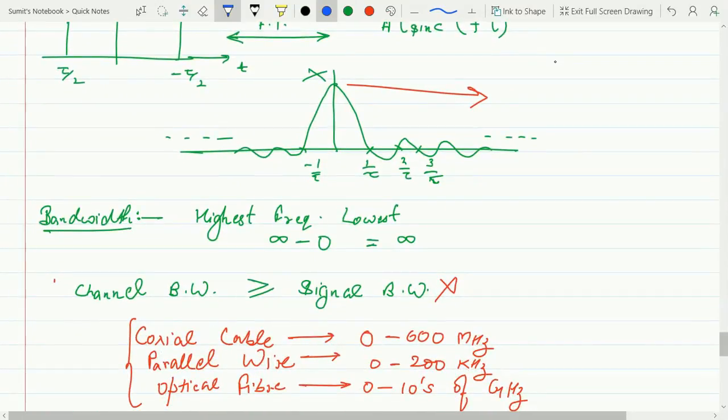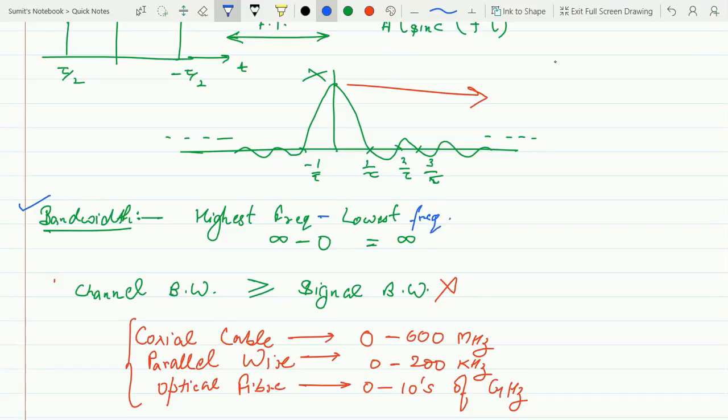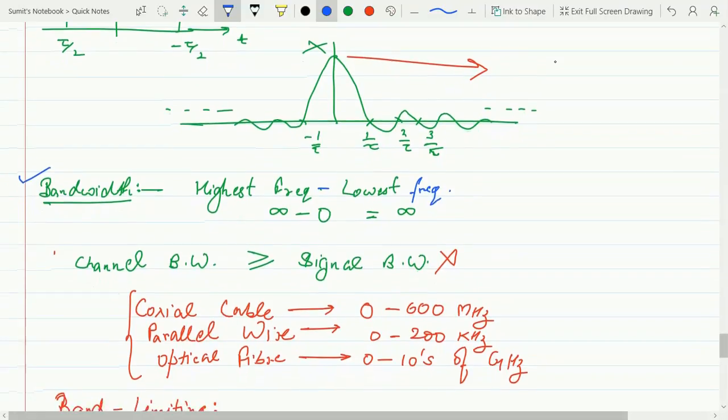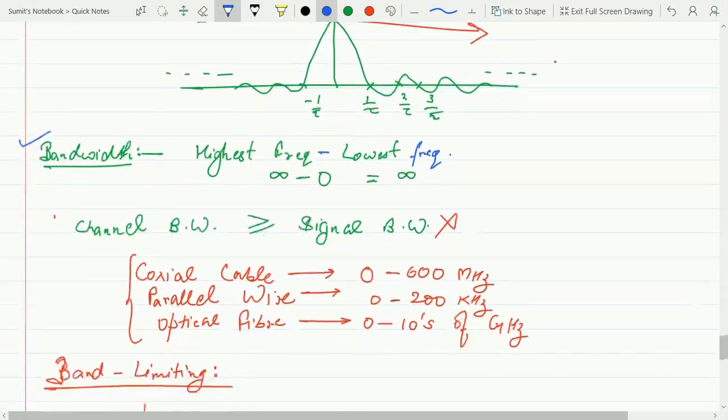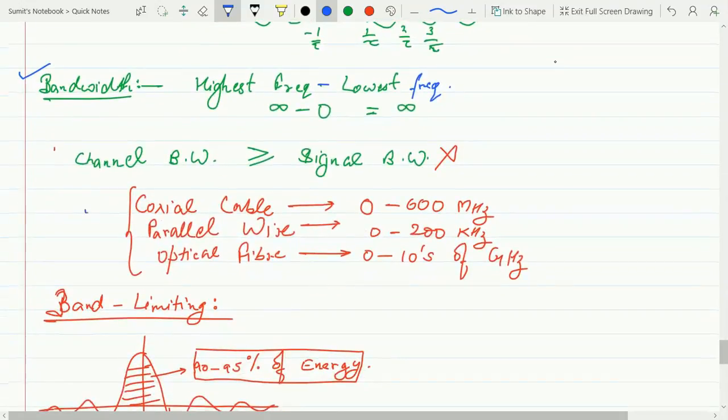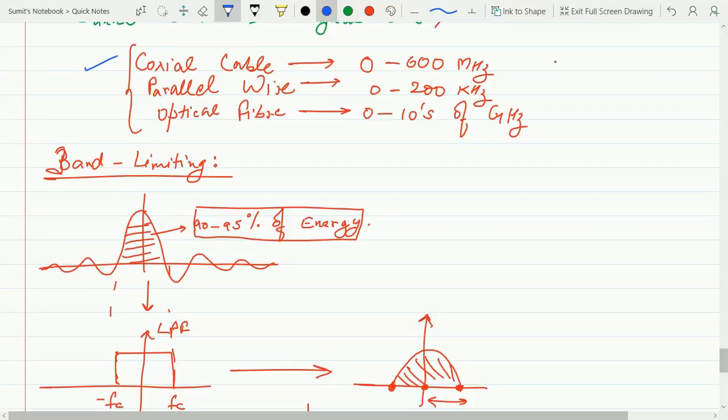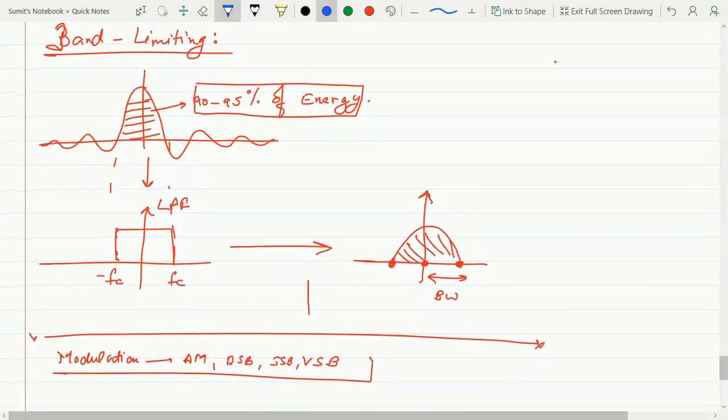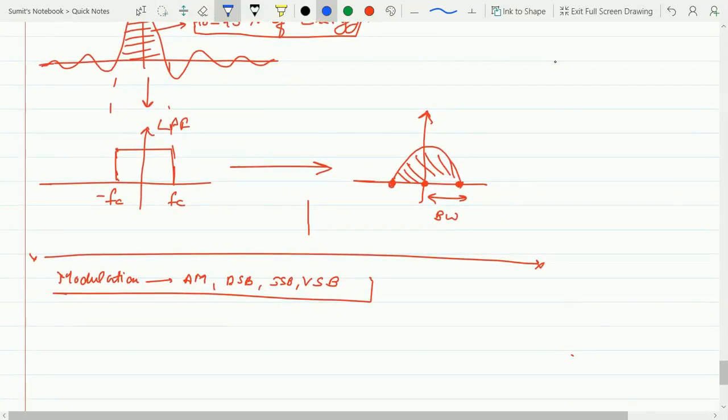Then I defined the term bandwidth, and how to find it. It is the highest frequency component minus the lowest frequency component. We saw a signal whose bandwidth was infinite, so we couldn't transmit it through the wired mediums that I had written down here: coaxial cable, parallel wire and optical fibers. Then finally we saw how to band limit that infinite bandwidth signal so that we can use it for transmission. So we change it to a finite bandwidth signal.